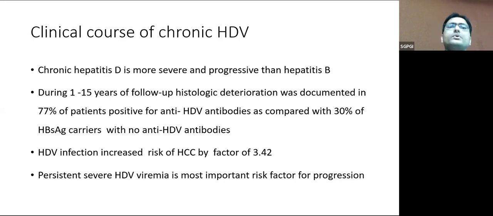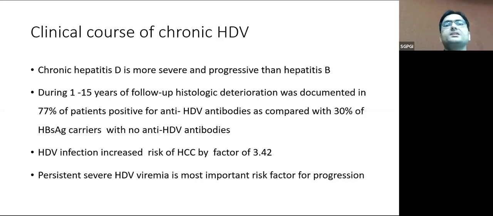Another point to remember is that during 1 to 15 years of follow-up, it has been shown that histological deterioration occurs in 77% of the patients, meaning that of those who have super infection, almost two-thirds will develop cirrhosis. Hence, it is very important to detect HDV, HBV super infection and treat it.